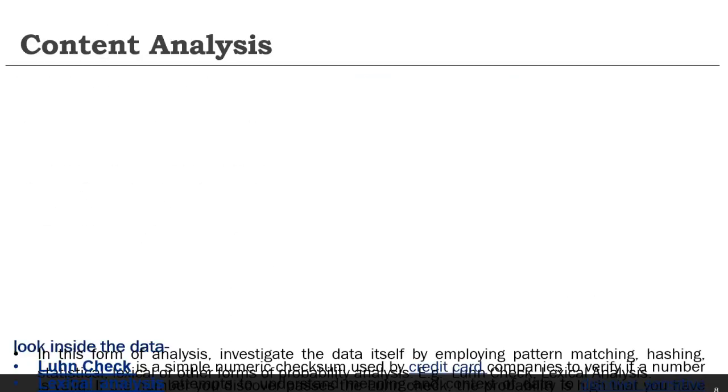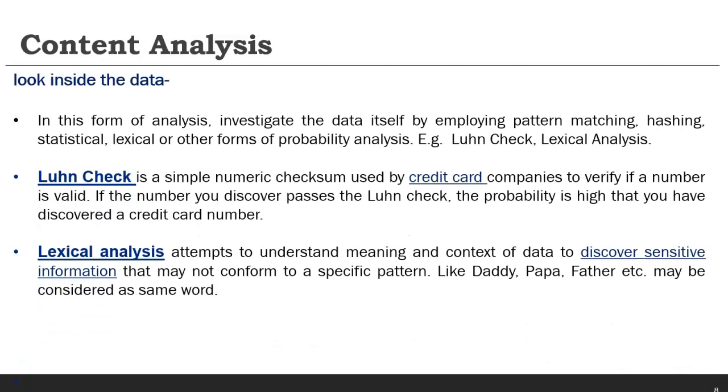The next one is content analysis. This is also very important. This looks inside the data. In the first two techniques, metadata and labels, we are not looking inside the data. We are just attaching other information to the data. This is inside-data analysis. In this form of analysis, you investigate the data itself by employing pattern matching techniques like hashing, statistical or lexical analysis, and probability analysis. All this analysis will help you identify some important information.